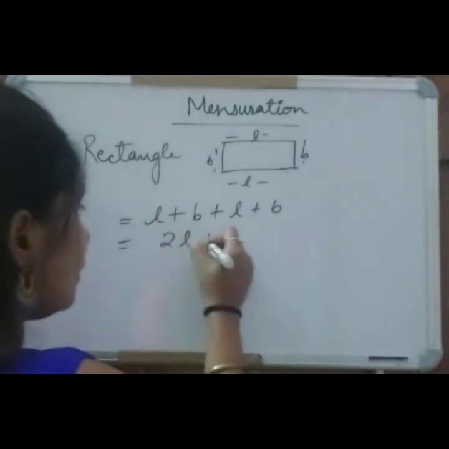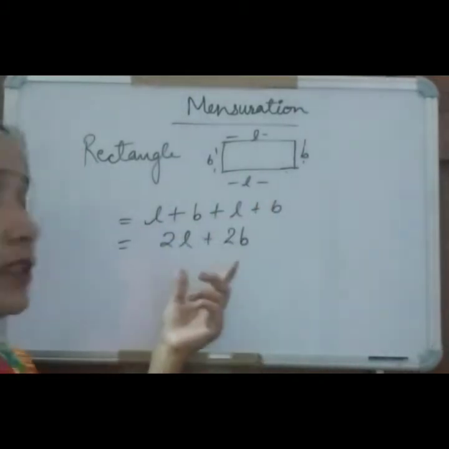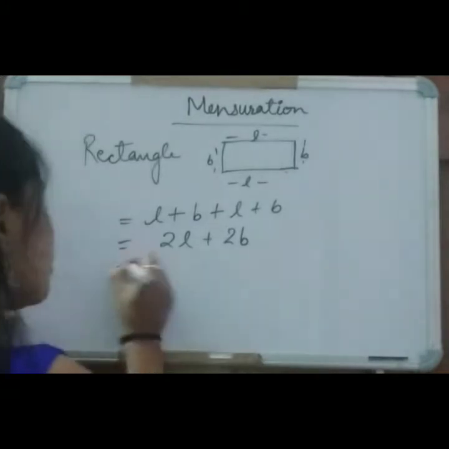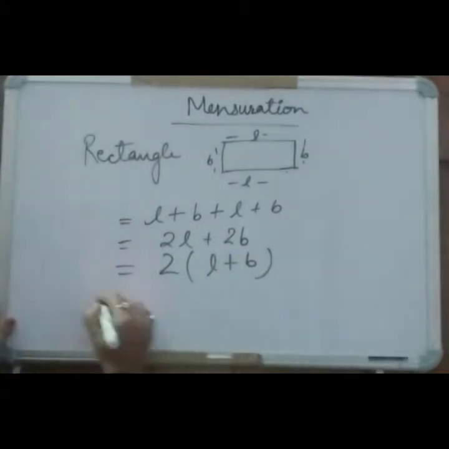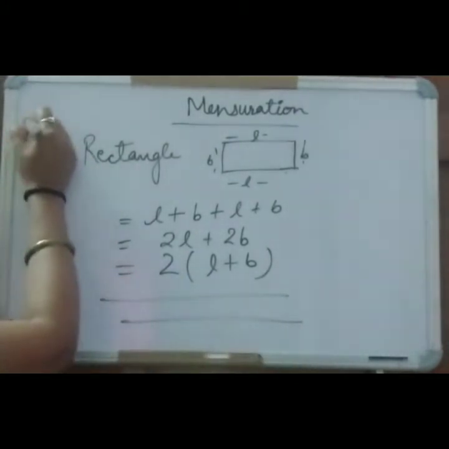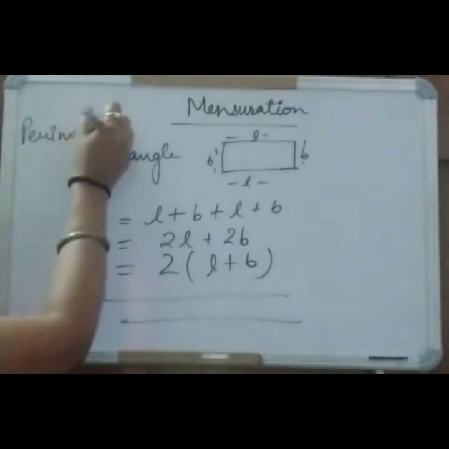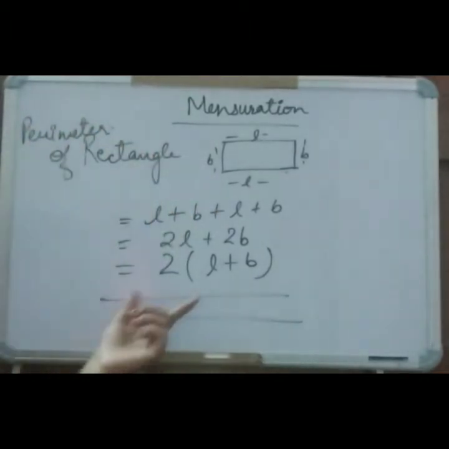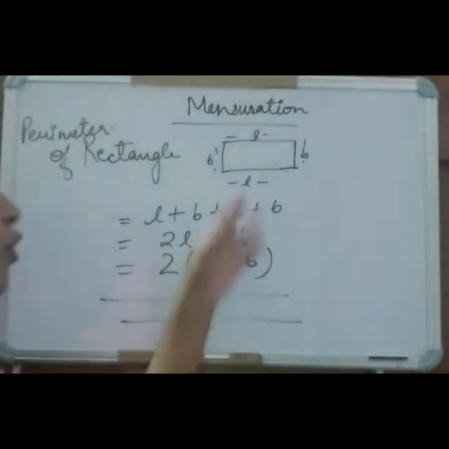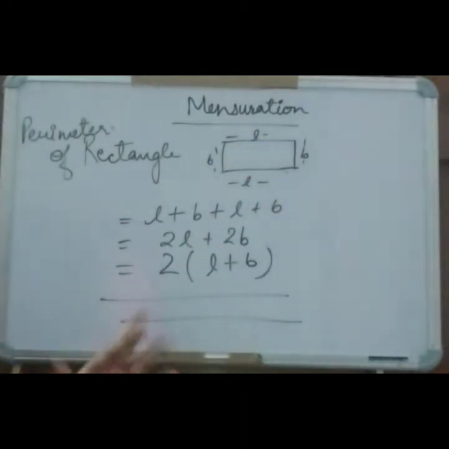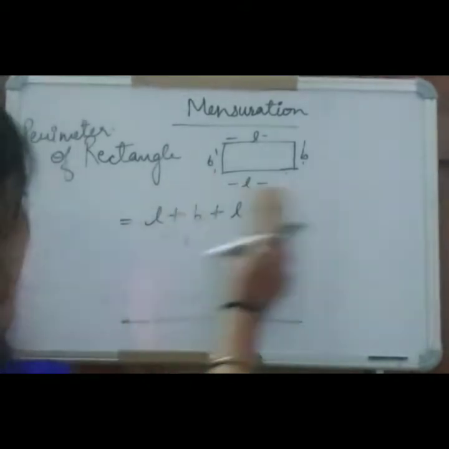So what am I getting? 2 times L plus 2 times B. I take this 2 out common, and get L plus B. This is the formula for perimeter of rectangle. Perimeter of rectangle is 2 into (L plus B), means addition of length and breadth multiplied 2 times. Got it? Now come to the square.